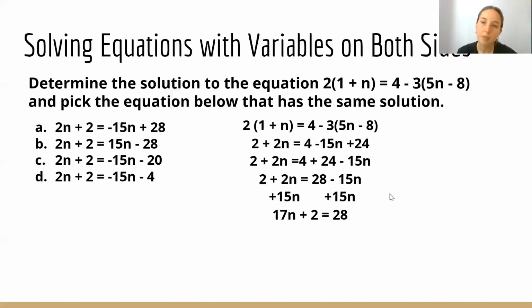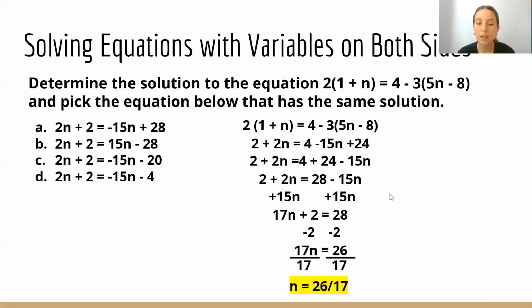Now that I have all my variables on the left, I want to move my constants to the right. So I'm going to move my constants over to the right-hand side of my equation by subtracting 2 from both sides. That's going to give me 17n equals 26. I'm almost there. In order to solve this, I just have to divide. So I'm going to divide both sides by 17. And that's going to lead me to my final answer here of n equals 26/17. All right.